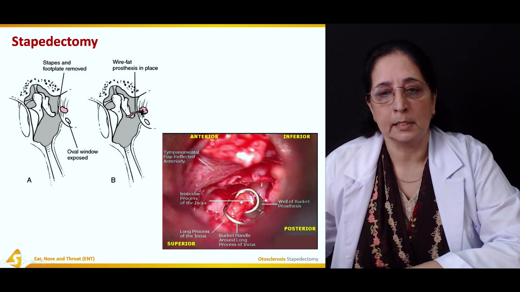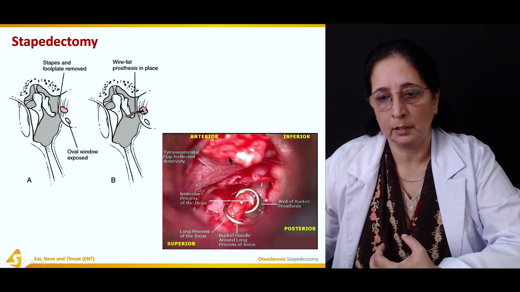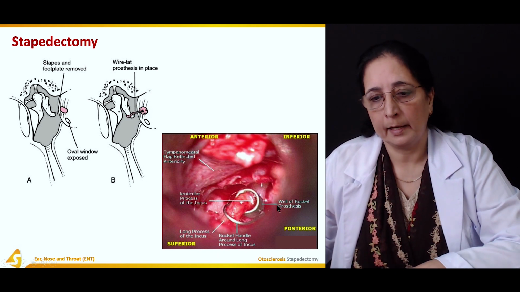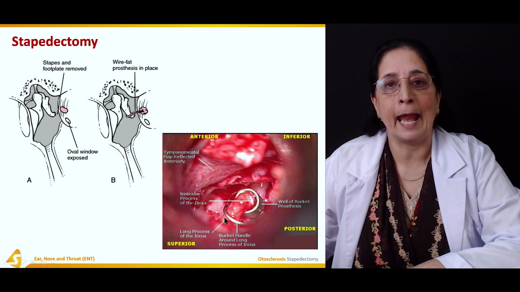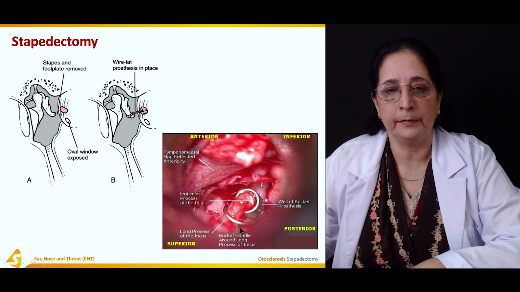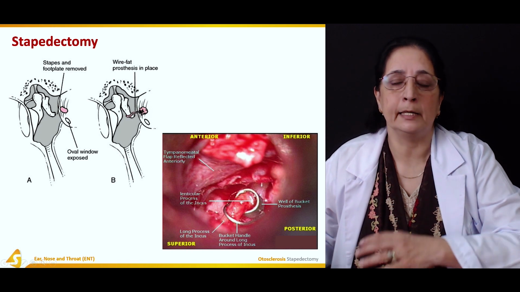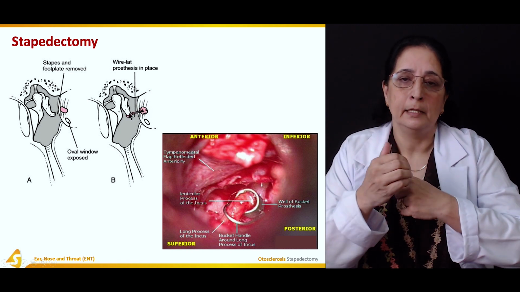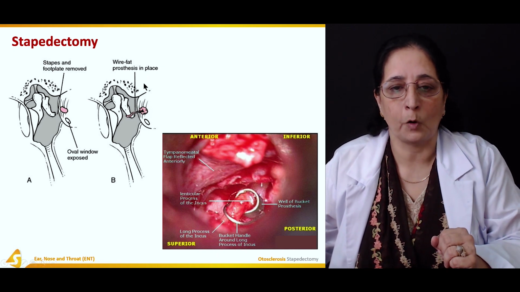And this is the prosthesis. This is the actual picture showing the surgery, and this is the well of the bucket prosthesis. This is the prosthesis, and this is the handle attaching to the process of the incus. Here, this is the incus process, and it holds the incus process, like the stapes was attached to the incus. So that's the prosthesis.